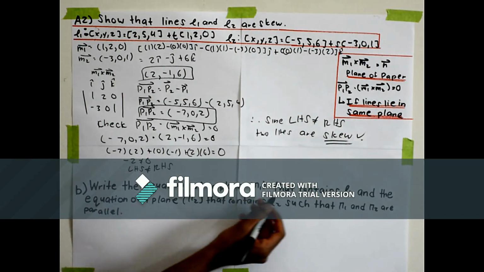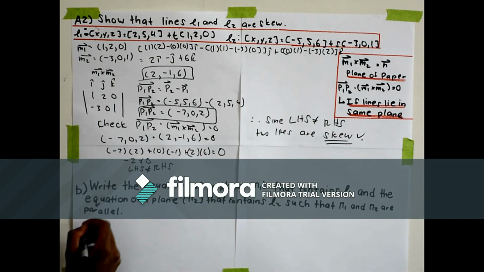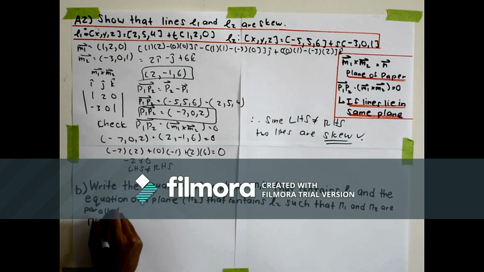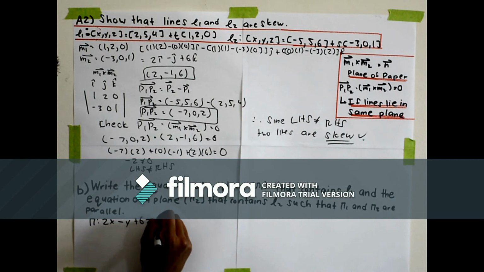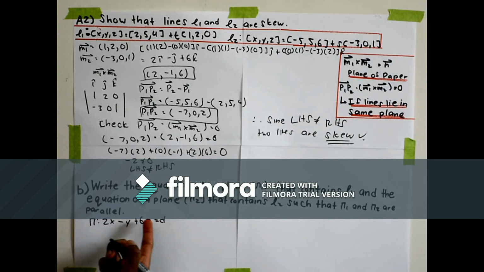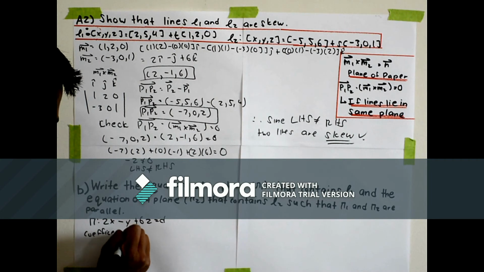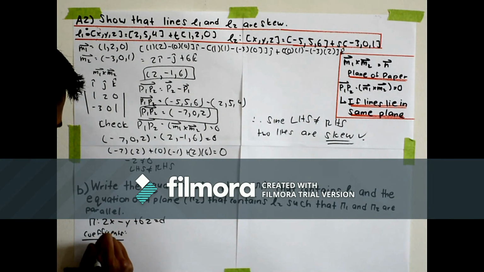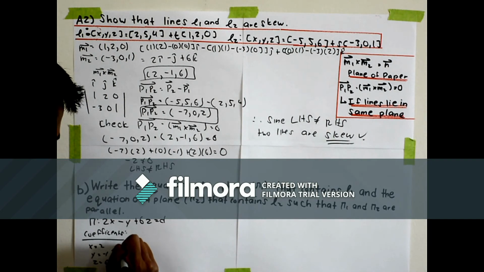So part B reads, write the equation of plane pi1 that contains L1 and the equation of plane pi2 that contains L2 such that pi1 and pi2 are parallel. So now we're going to choose arbitrary coefficients for x, y, and z for both these equations and keep them constant, since these two planes are parallel and the normal vectors must be parallel with each other. So we will choose 2, -1, and 6 correspondingly. D represents our constant for each equation.